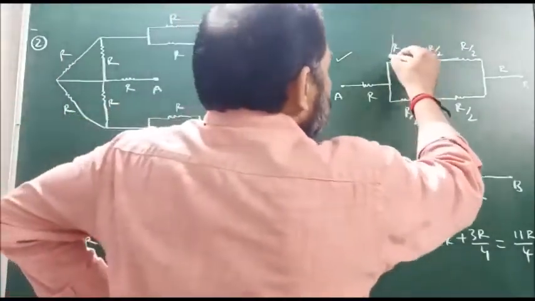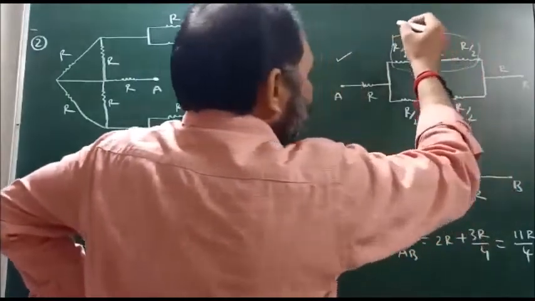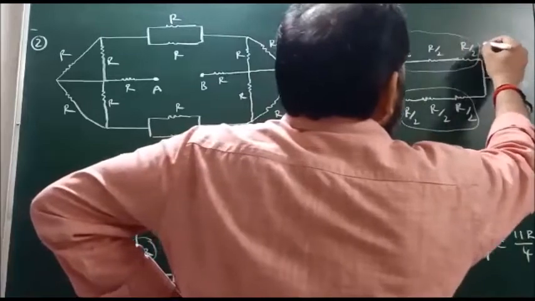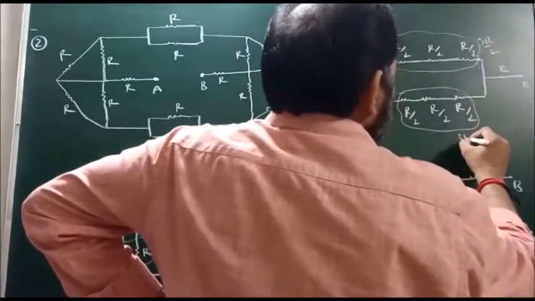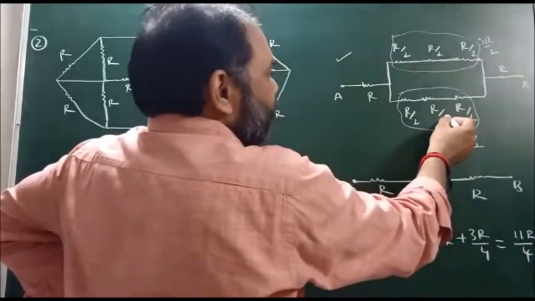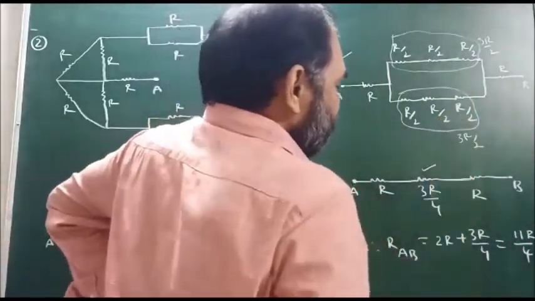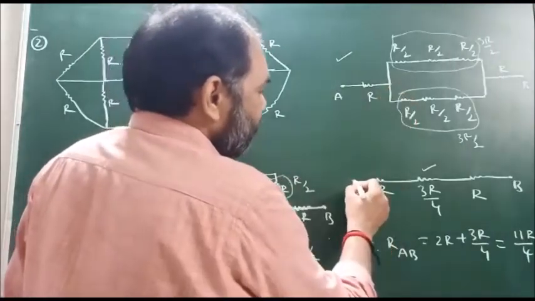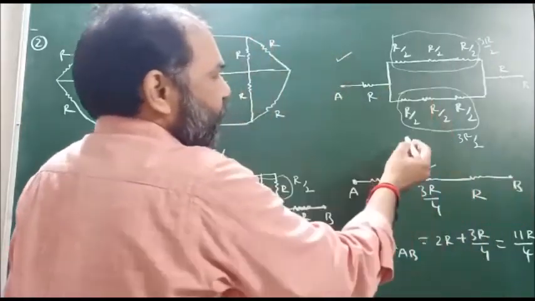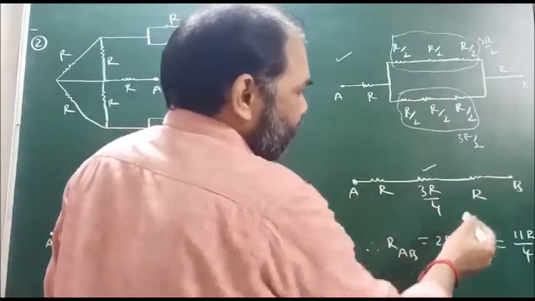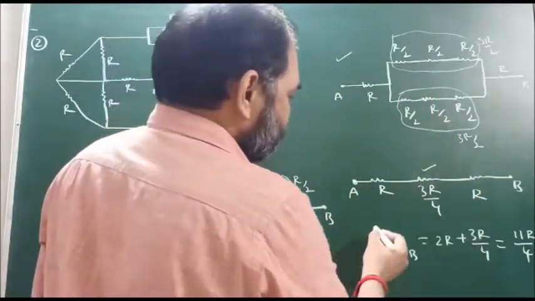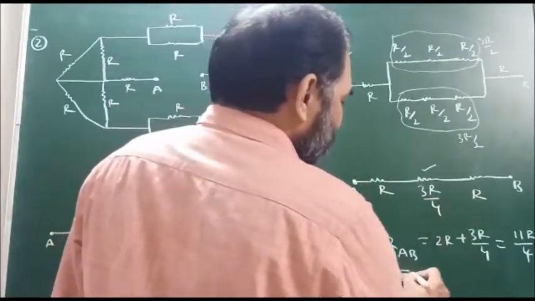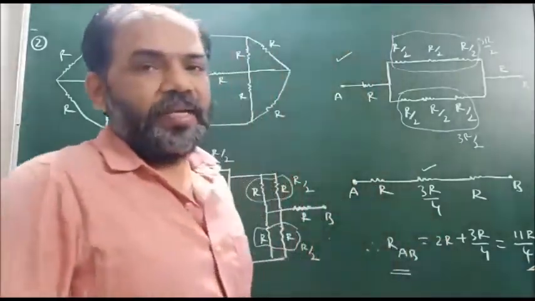In this case, these three resistors having resistance R/2 are in series, and also these three are in series combination. That's why this resistance is 3R/2. This resistance is also 3R/2. Both 3R/2 are in parallel, so the effective resistance of the two is 3R/4. Finally, this circuit can be drawn like this. The equivalent of this circuit can be like that. So in this case, between A and B, R, 3R/4 and R are in series combination. By solving we get the effective resistance between A and B as 11R/4.